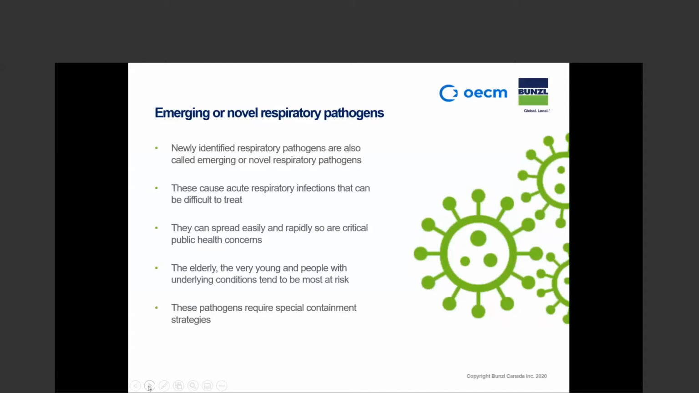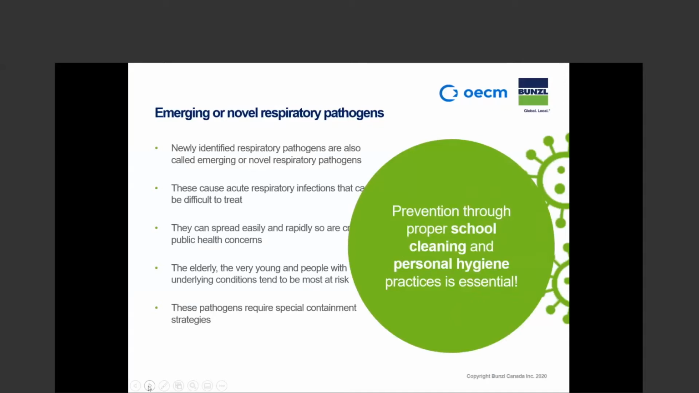And again, we've been trying to implement good practices, and they require some special strategies in an attempt for us to try to control them. Proper prevention in the school in terms of the cleaning and the personal hygiene of everybody in the environment is critical to controlling it. I don't want to comment on the political climate, but I think people have been doing a good job, and they've been switched on in those environments. So that's a very good thing.